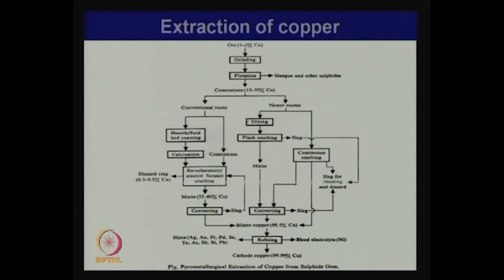Copper will settle to the bottom. Because it is settling to the bottom, we cannot have a bottom blown converter. So, the converter is side blown. And finally, we have to find a time when all that copper sulphide has been converted to copper, and mind you, there is no reducing agent involved.